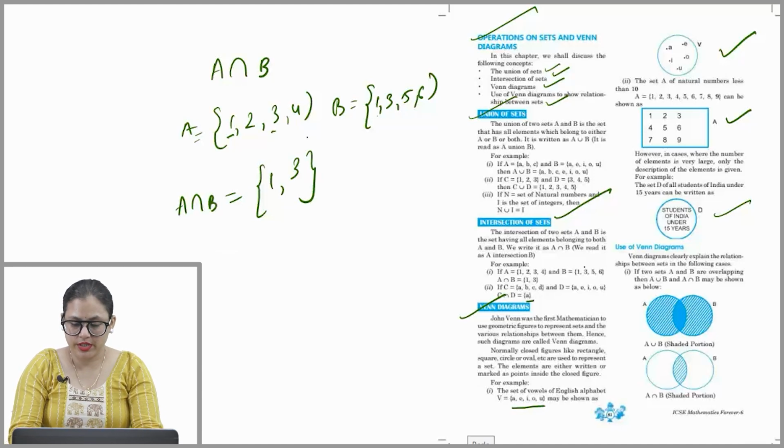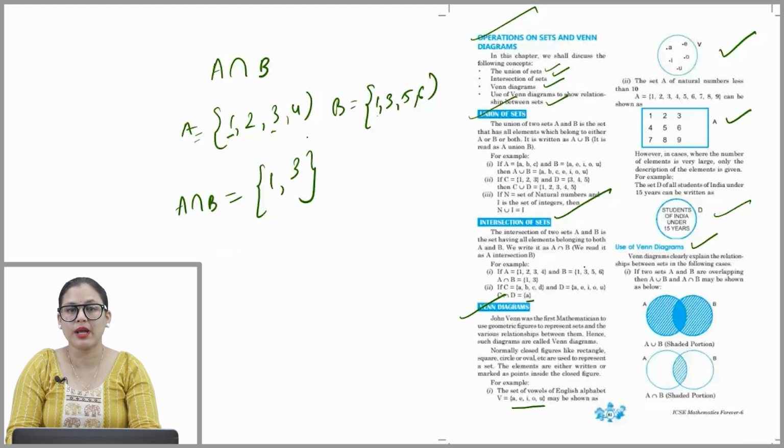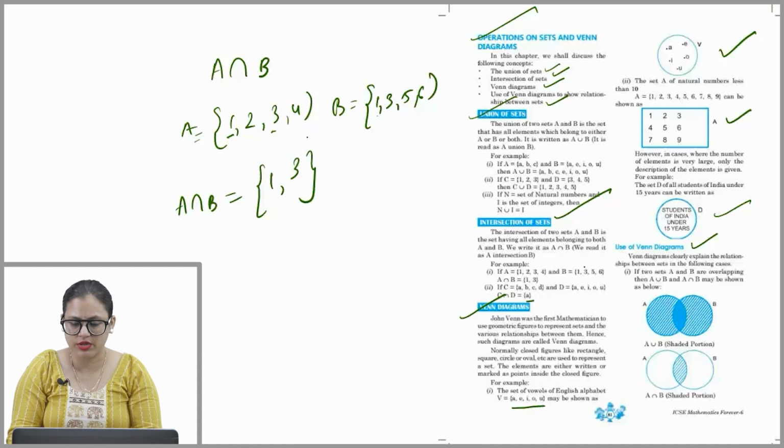Okay. Use of Venn diagrams. Venn diagrams clearly explain the relationship between sets in the following cases. If two sets A and B are overlapping, then A union B and A intersection B may be shown like this. This is A union B, okay, and A intersection B is this shaded portion, okay.